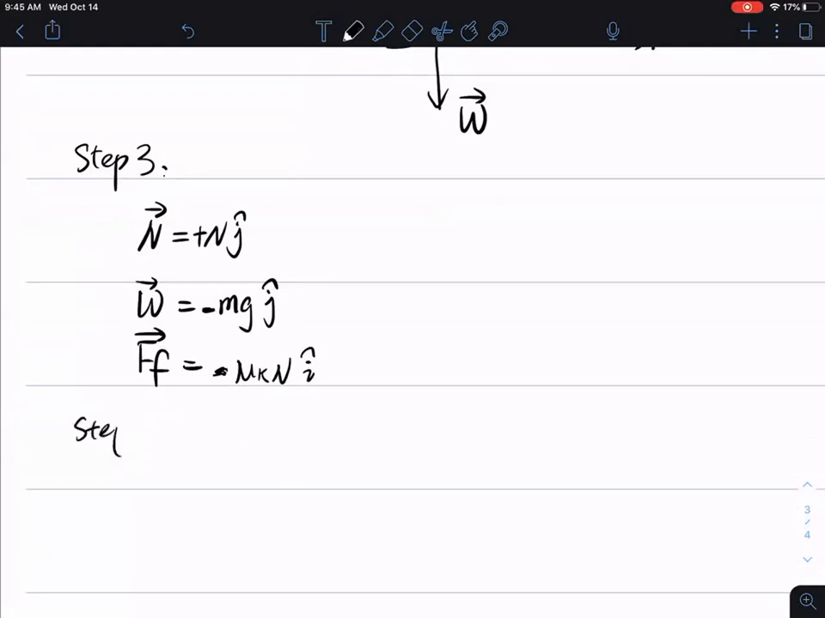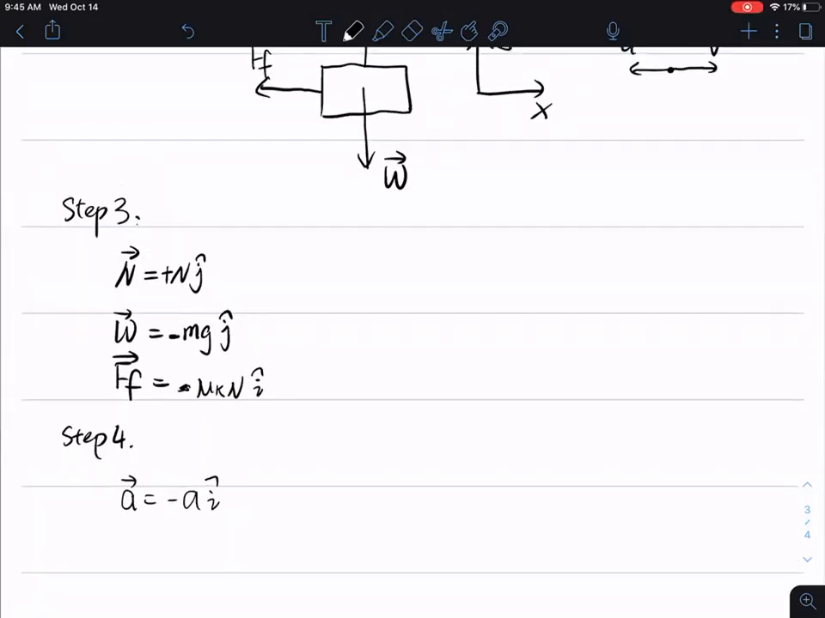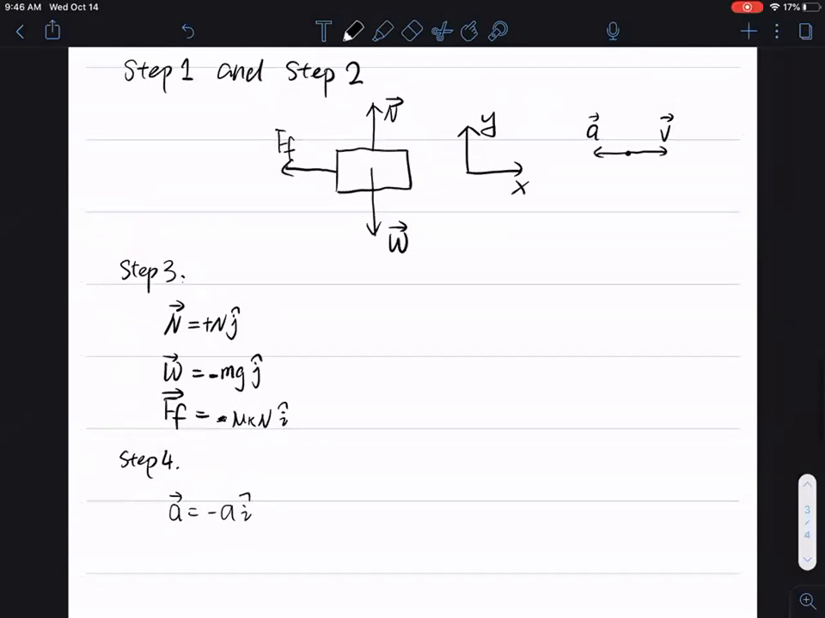Step 4 is to write out acceleration in vector form. Here we only have one acceleration. That's the main acceleration that caused the slowing down. So acceleration is going to be just negative a i. Why is a negative? Because this block is slowing down, so acceleration must point in the opposite direction as the velocity.